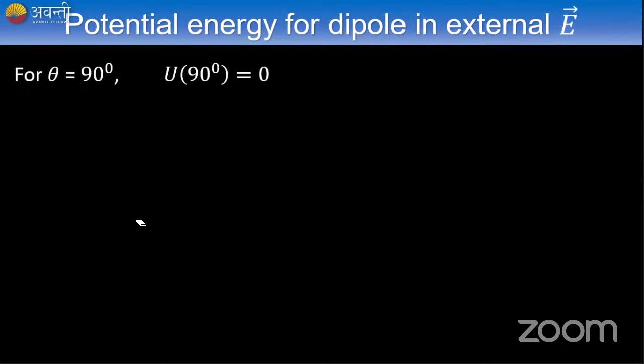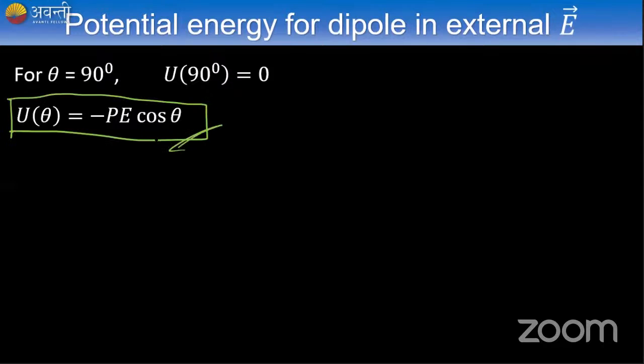Anyway, for theta equal to 0 degree, my potential energy will be 0. For theta equal to 90 degree, my potential energy will be 0. Then my electric potential energy will be given as minus P cos theta. Correct, Anusha? So this is the expression for my potential energy. It is U of theta is equal to minus P cos theta.